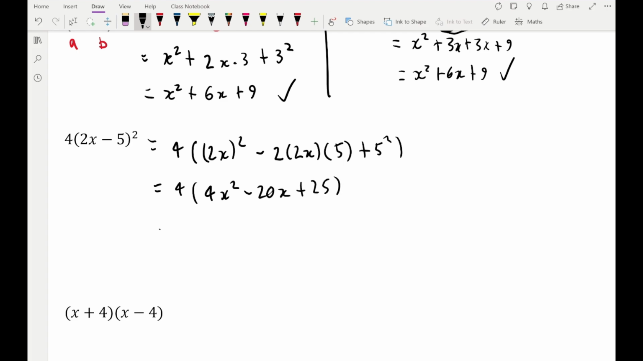And now I can actually bring the 4 into each term. So 4 times 4 is 16x squared, and then that is take 80x, and then that is plus 100. So there's our fully expanded version.